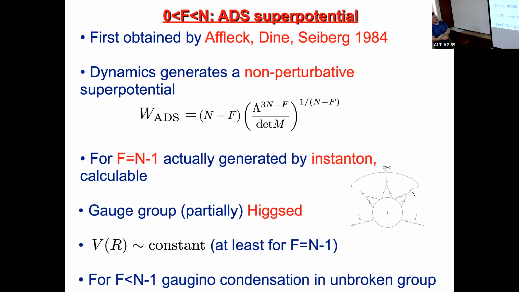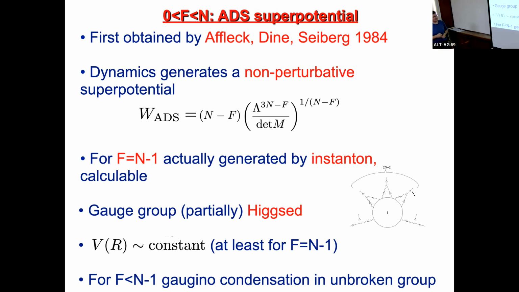Okay, and the nice thing is that this particular term, for one particular case, where the number of flavors is exactly equal to the number of colors minus 1, is actually generated by an instanton calculation. And this instanton is the textbook example of a calculable instanton contribution.